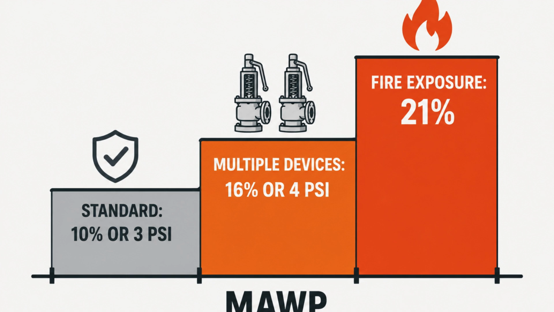UG-153 sets exactly how far pressure is allowed to climb before the device fully does its job. Standard case, no more than 10% above MAWP, or 3 psi, whichever is greater. Install multiple devices set per UG-155, and that widens to 16% or 4 psi. And if the vessel could be exposed to fire or another unexpected external heat source, the limit climbs again, to 21% above MAWP, because a fire scenario generates vapor far faster than normal operation ever would, and the code allows more overshoot to get enough flow through the device in time.